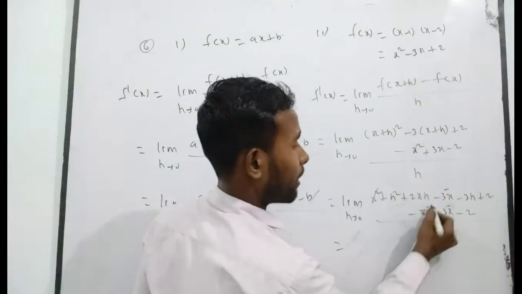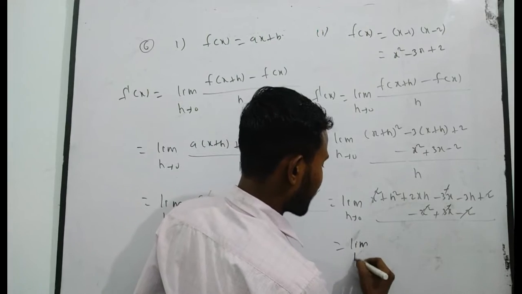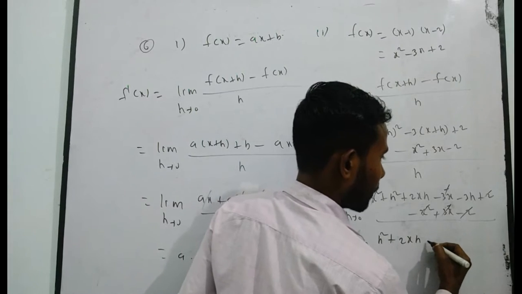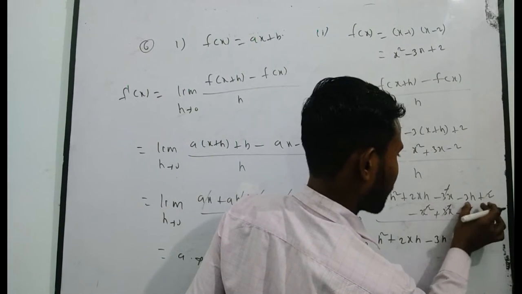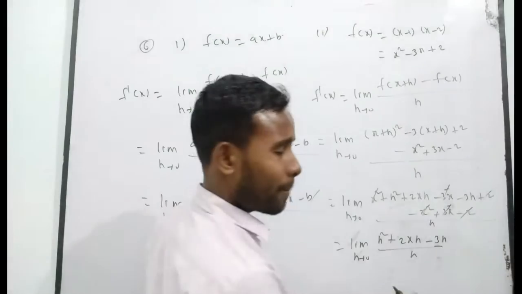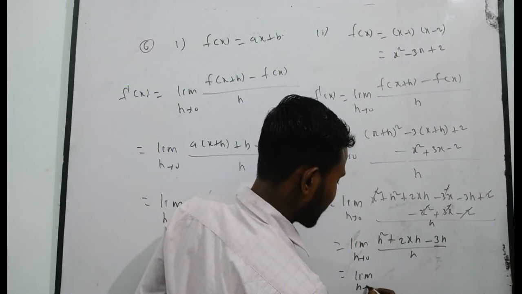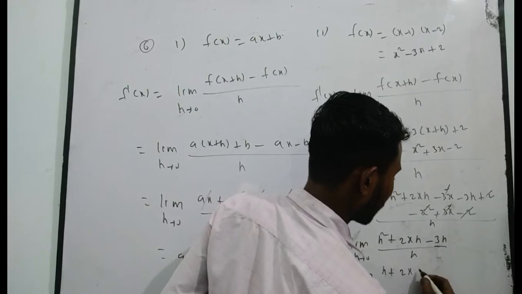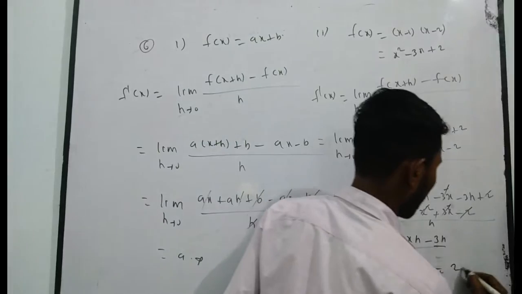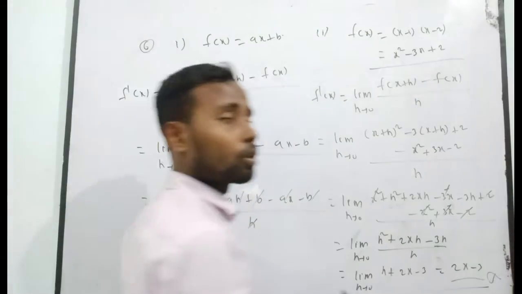Now see, x square cancels, 3x minus 3x cancels, minus 2 and 2 cancel, and the remaining terms will be limit h tends to 0 of h square plus 2xh minus 3h, otherwise there is no other term, by h. In the denominator there is also h. After taking h common from the numerator and dividing by the denominator h, what do you get? Limit h tends to 0 of h plus 2x minus 3. Can you write? h plus 2x minus 3. After putting the value of h equal to 0, it will be 2x minus 3. So the derivative of f(x), x square minus 3x plus 2, will be 2x minus 3.